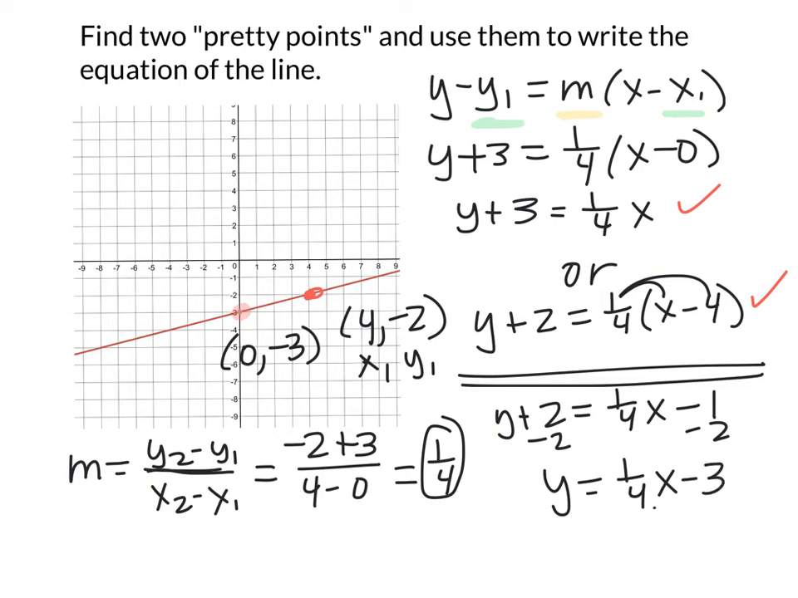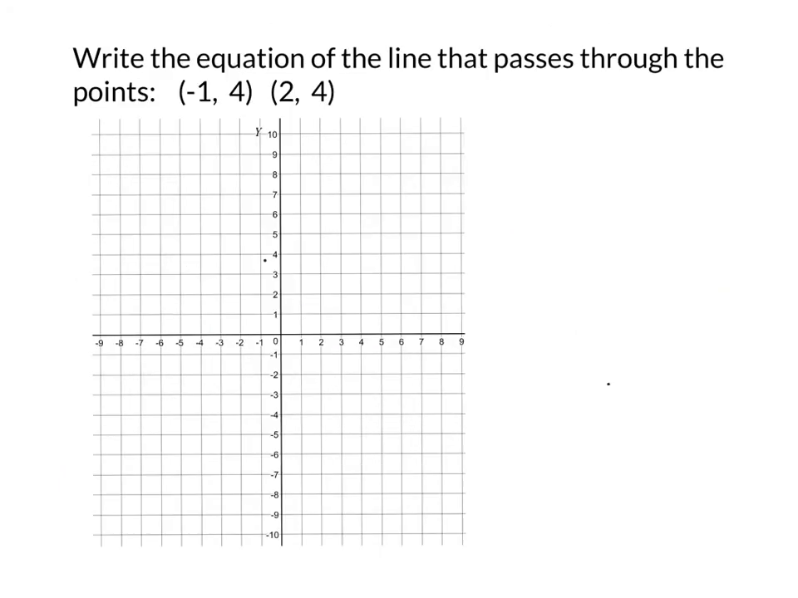Now, this equation in slope-intercept form, we would get this equation if we had taken our first equation in point-slope form. If we solve that for y, we would get the same thing. Y equals 1/4 x minus 3.